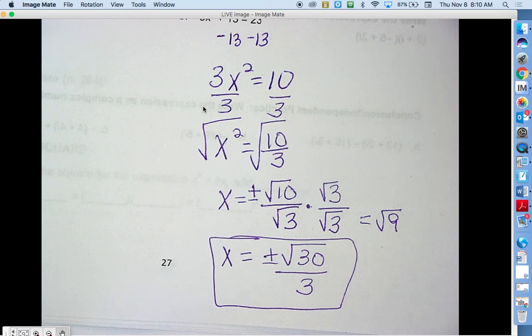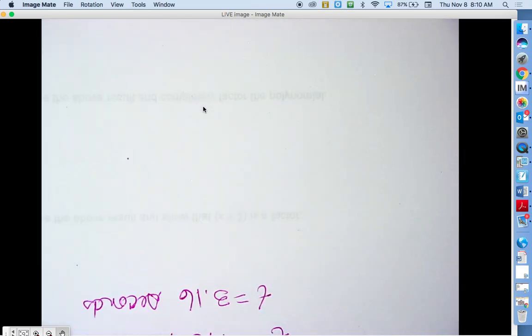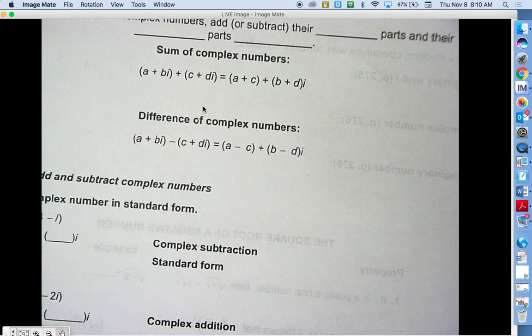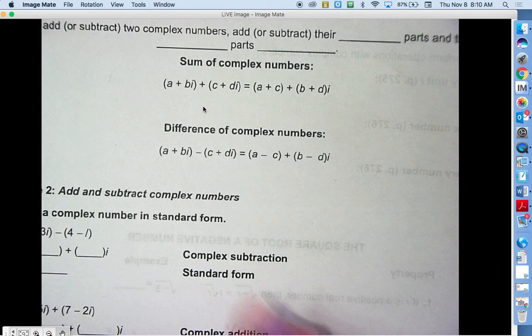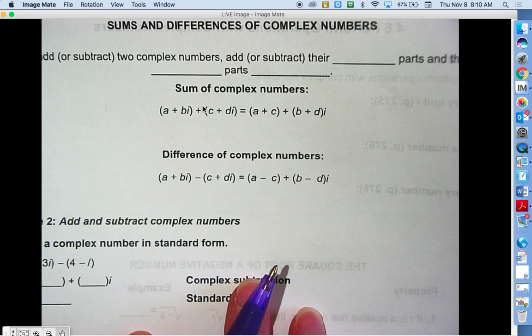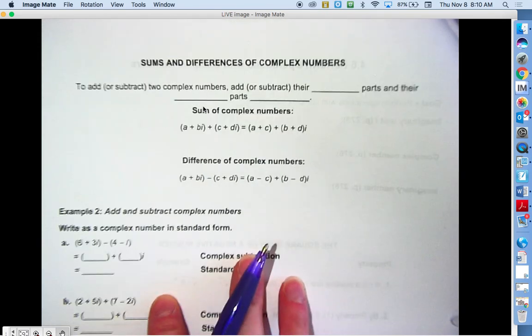Can you break down the square root of 30 at all? Is there a perfect square that goes into it? No. So this would be our answer for x. Not as nice as the answer for a, because we have a square root in this one, where in a we have plus or minus 5i. Questions?